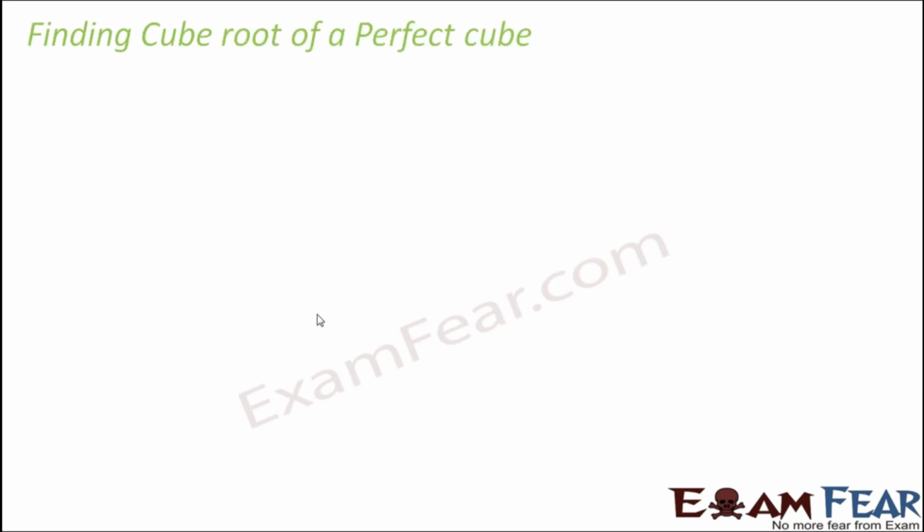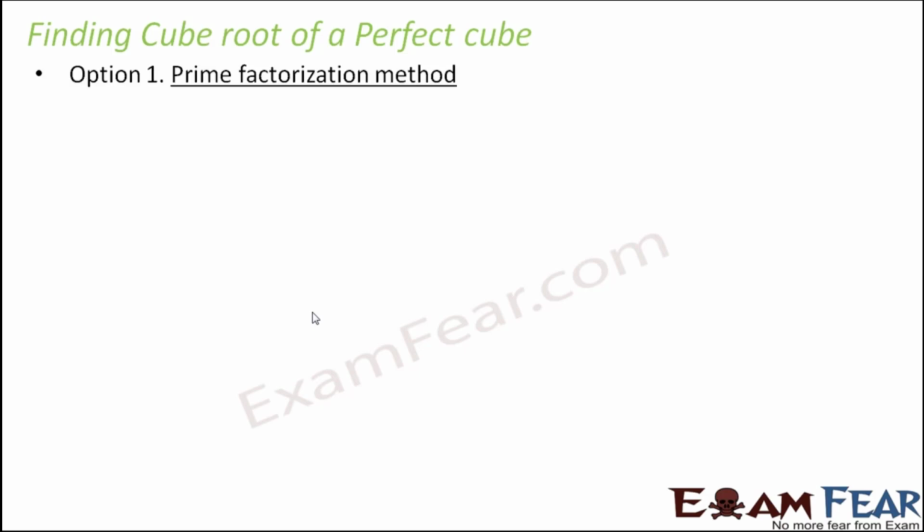So now the question is, how do we find cube root of a perfect cube? Our first option still remains the same, the prime factorization method. So let's take an example. Let us suppose that you have this number 175616, quite a big number, and you have to find out its cube root. So what do we do? We prime factorize the number.